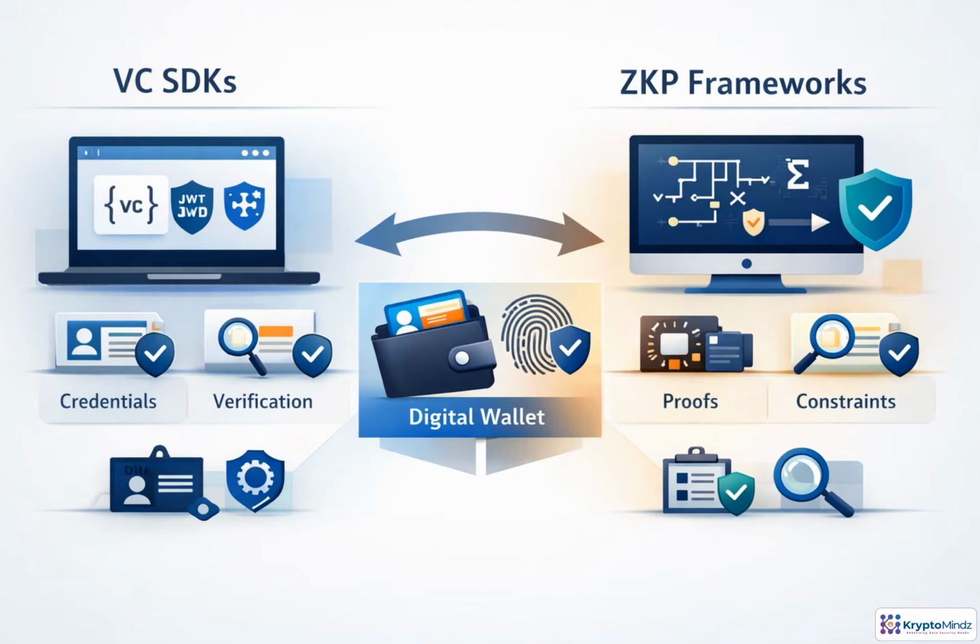In practice, engineers usually combine VC tooling and ZKP tooling. A VC SDK handles credential formats, DID resolution, issuance, storage, and presentation verification. A ZKP framework handles circuits, constraints, proof generation, and verifier code. The wallet becomes the integration point. It holds credentials, applies disclosure rules, and may request a proof when privacy requires more than showing a signed claim. Language and platform support often determine what is realistic to build.